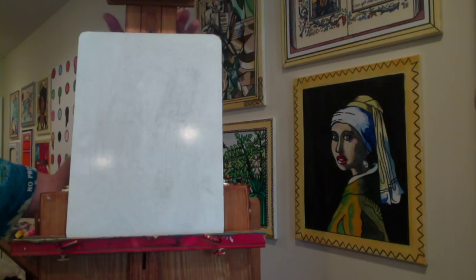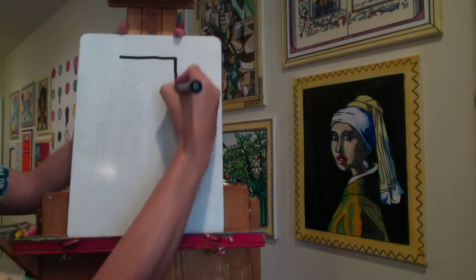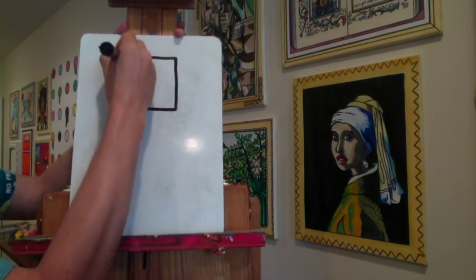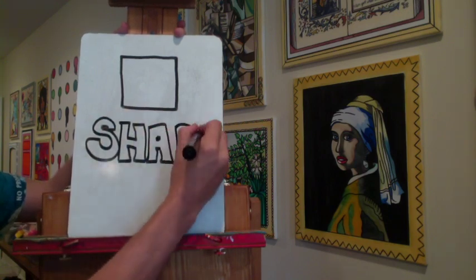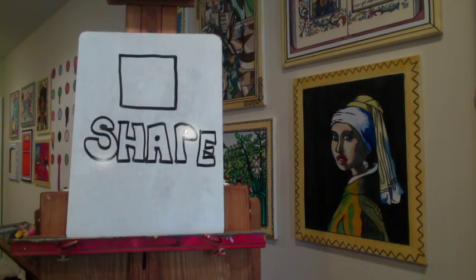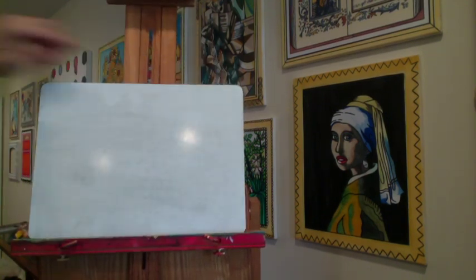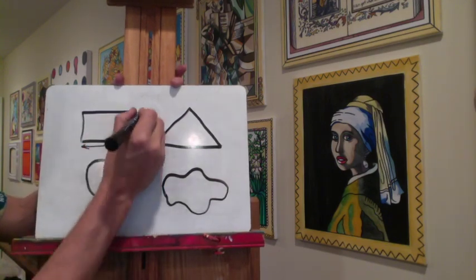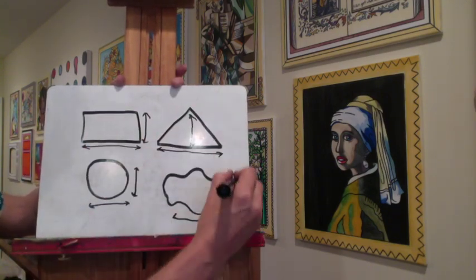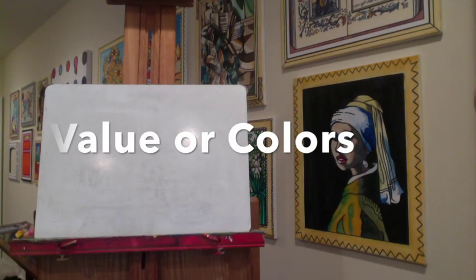If you recall, a line is a moving dot. Well, if we move the dot so that it connects back to the beginning, we have a shape. In other words, a shape is an enclosed line. A shape has a two-dimensional area, meaning that it has a length and a width. We see shapes because of a difference in value or colors.